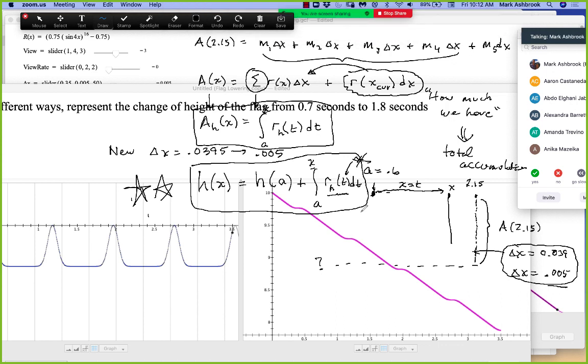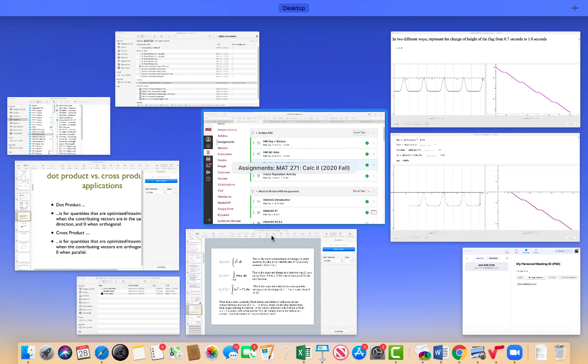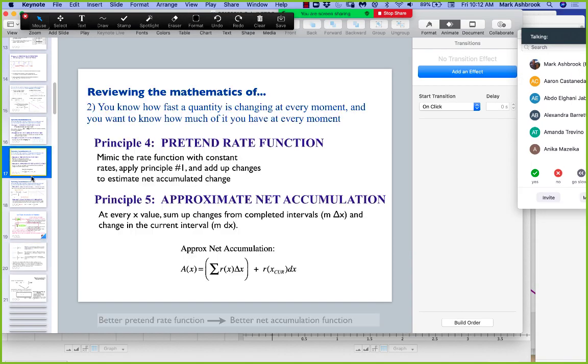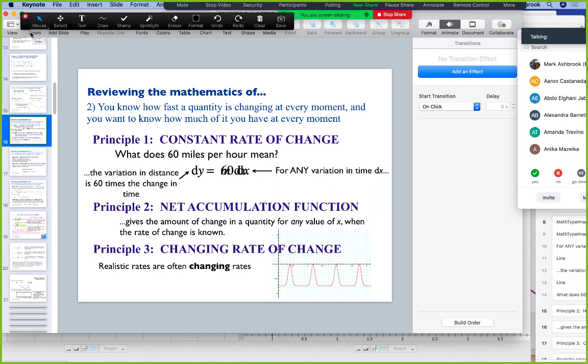Okay, so let's summarize the principles, and as we do that, we've seen a progression of functions here. That's really important in this journey of, you know how fast it's changing, you want to know how much you have. So we want to review the principles and highlight this progression of functions that made this possible. So here we go.